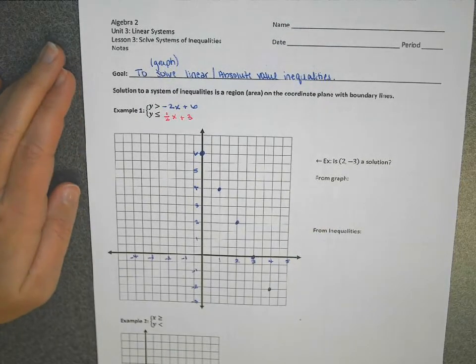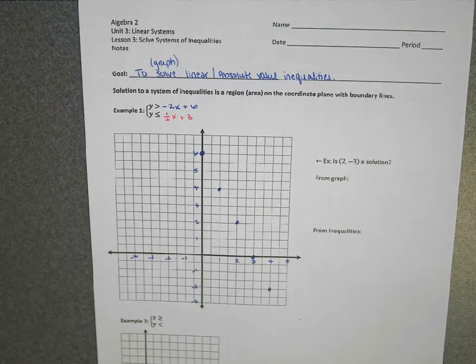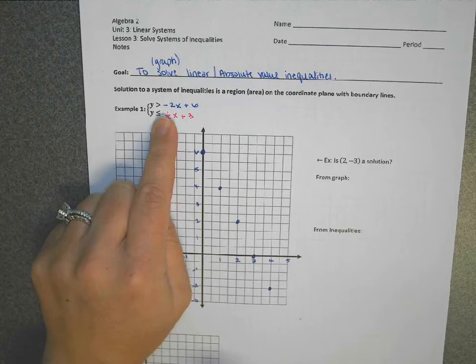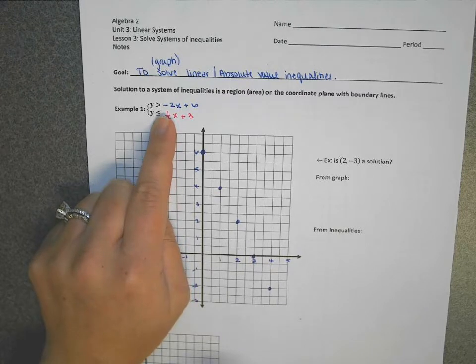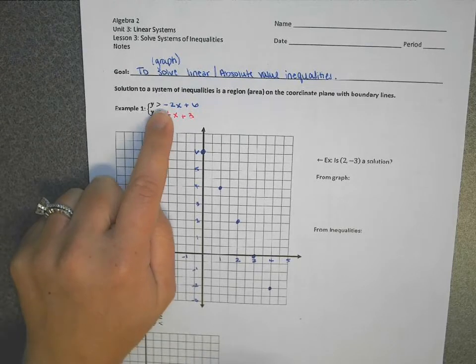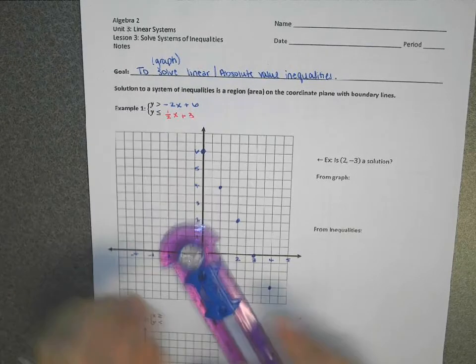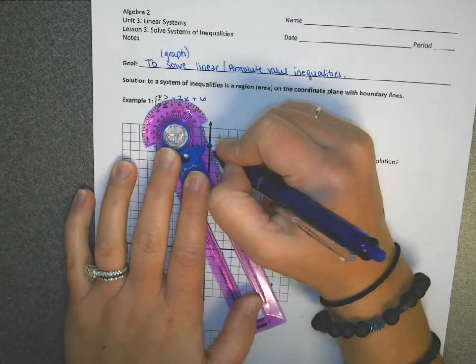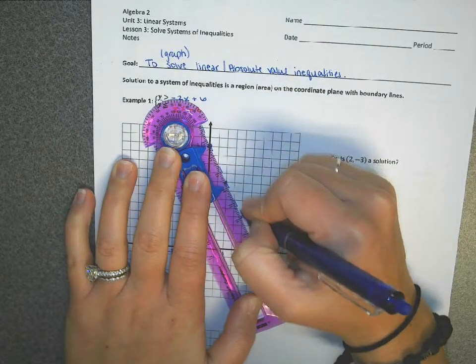And as soon as I get as many points that will fit, I'm going to use my straight edge to connect those points. Now, with this one, will I connect it with a solid line or a dashed line? The first one, greater than, a dashed line, not solid, because I'm not greater than or equal to this line. I am strictly greater than.